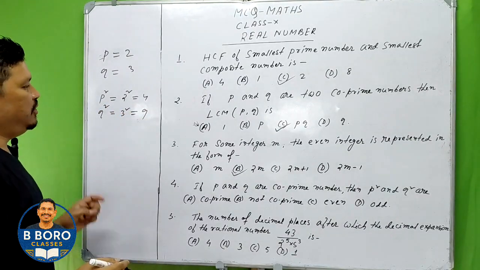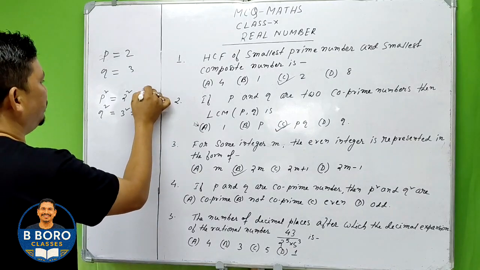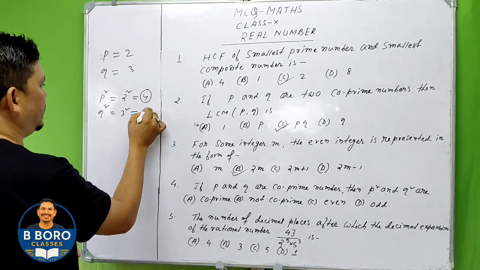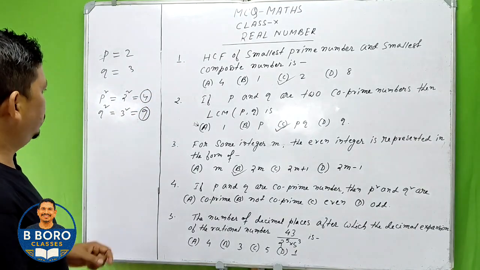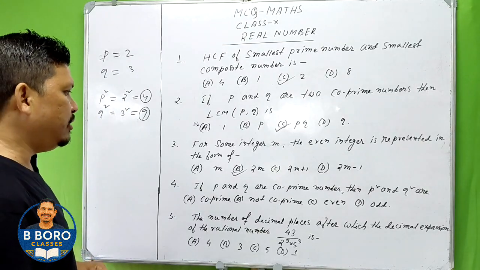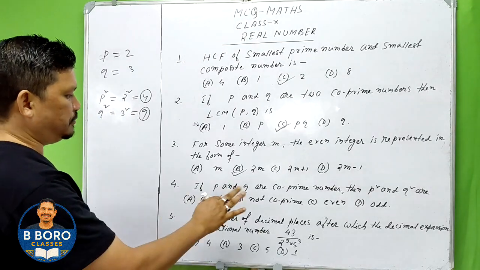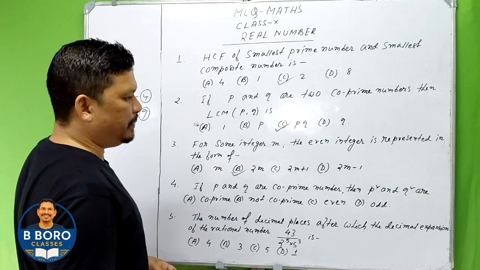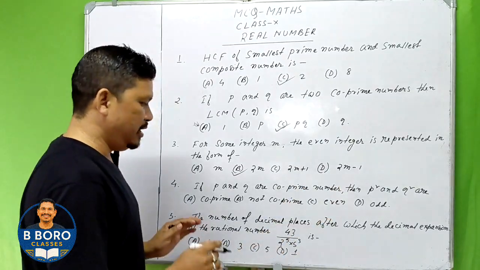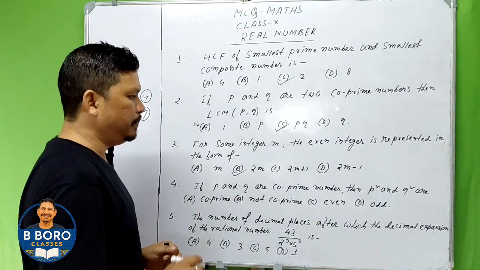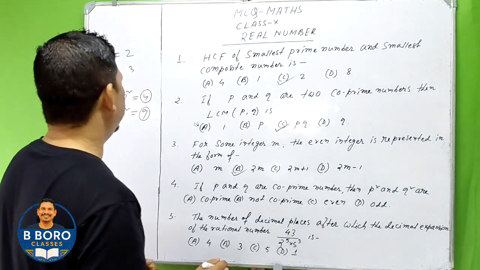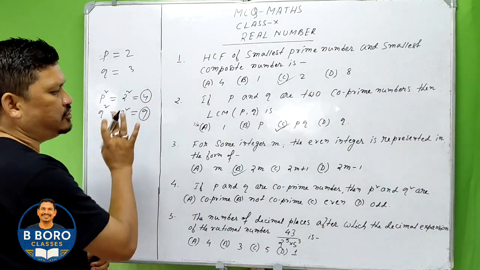3 square is 9. If we observe 4 and 9, the value of P square is 4 and the value of Q square is 9. So 4 and 9, these are not co-prime numbers. So our options are: option A, if P and Q are co-prime numbers, then P square and Q square are co-prime. Option B, not co-prime. Option C, even, and option D, odd. So 4 is an even number, 9 is an odd number.